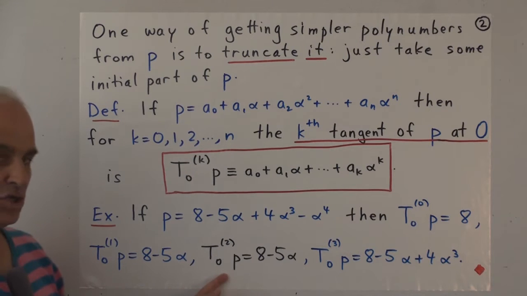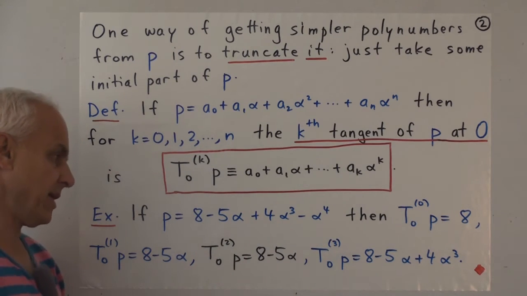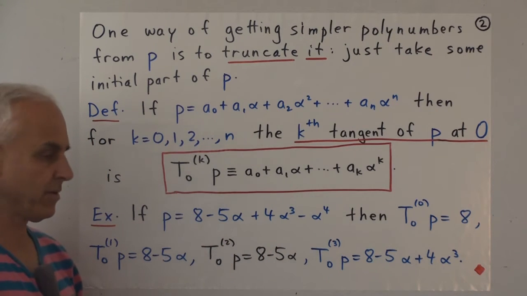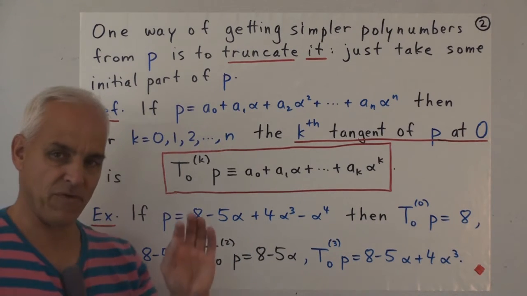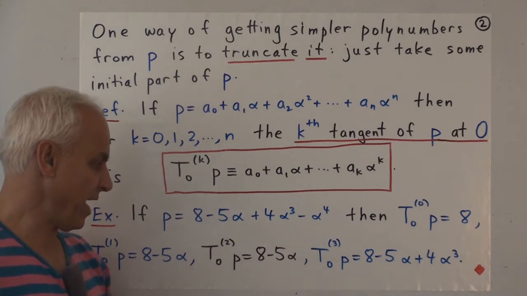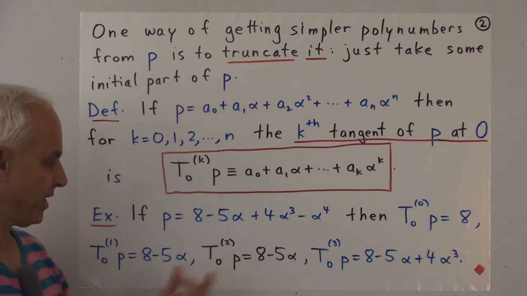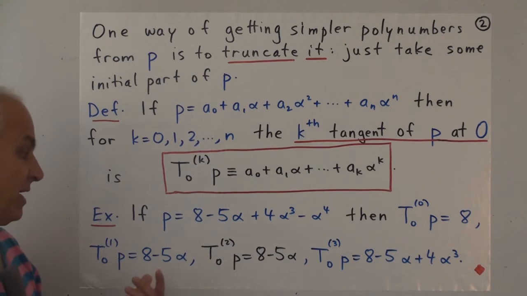The second tangent of P is also 8 minus 5 alpha, because there are no alpha squared terms here. Or we could say it another way: the alpha squared term here has coefficient 0. So if we include that, we're not getting anything more than we got at this stage. So it's possible for these two tangents of P to be the same.